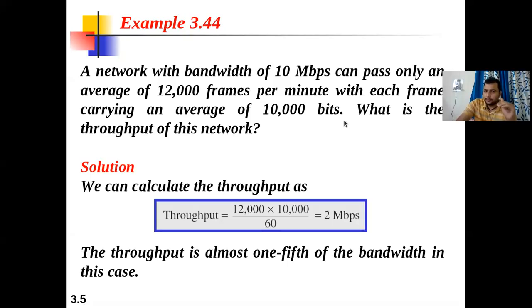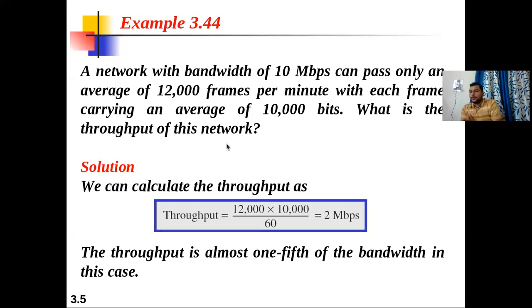The frame you can consider as a packet. This terminology we will understand, that the same packet has different terminologies all across the stack, all across the layers. So 12,000 frames per minute, with each frame carrying an average of 10,000 bits. What is the throughput of this network?